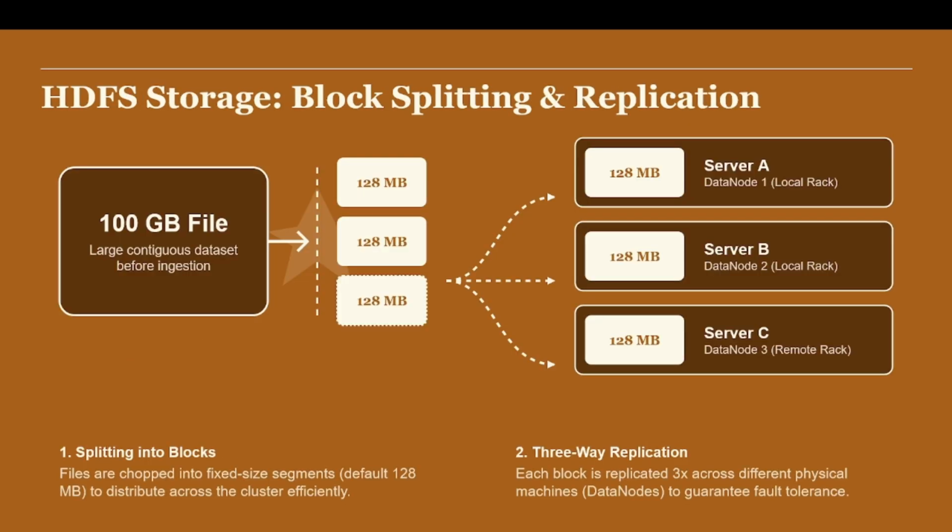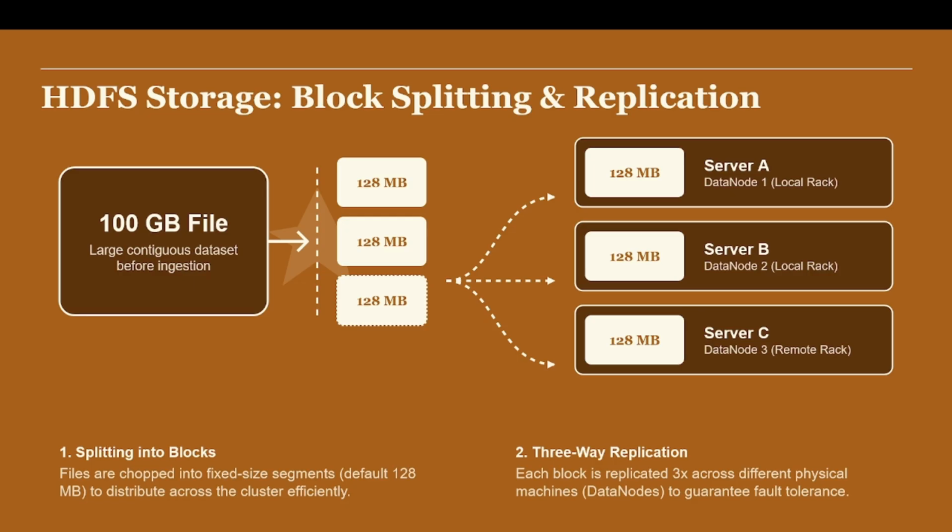Okay, so we have our bookshelves, but big data files are too huge to fit in one shelf. If you have a massive dataset, HDFS doesn't store it as one giant file. Instead, it aggressively chops it up into massive blocks, usually 64 or 128 megabytes each. And why chunk it up? Because it allows us to spread a single file across hundreds of different computers.